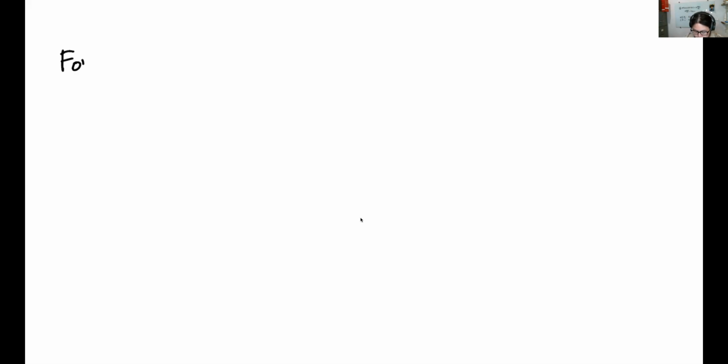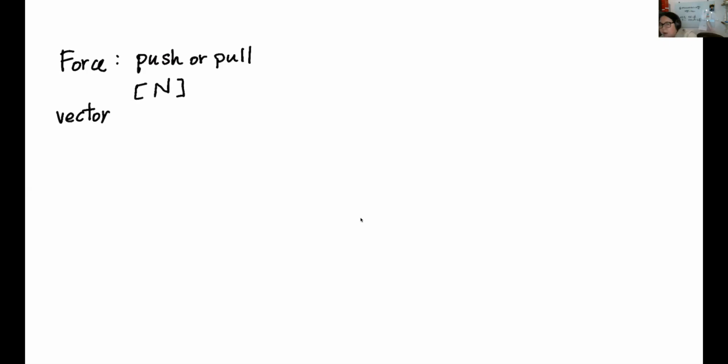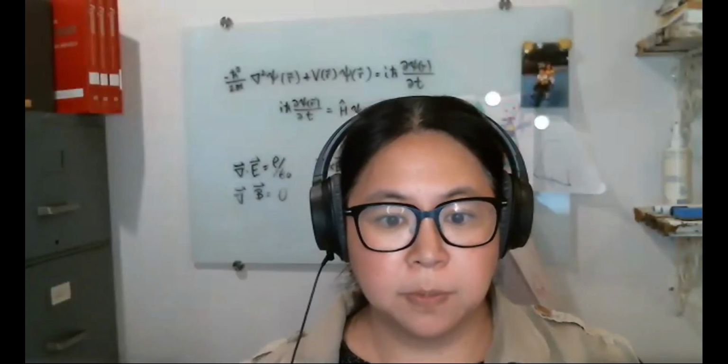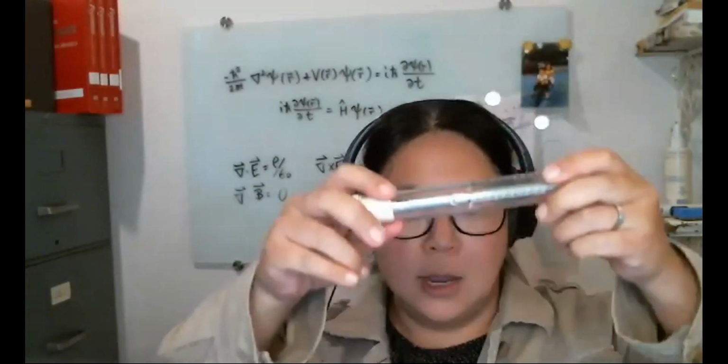Okay, so forces. Force is either push or pull. And the unit, do you remember the unit for force? It is the Newton. And it's a vector quantity. How do we measure the vectors? Maybe we'll come back here. How do we measure the forces?